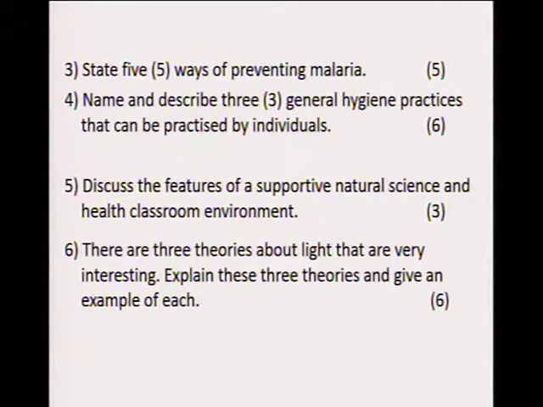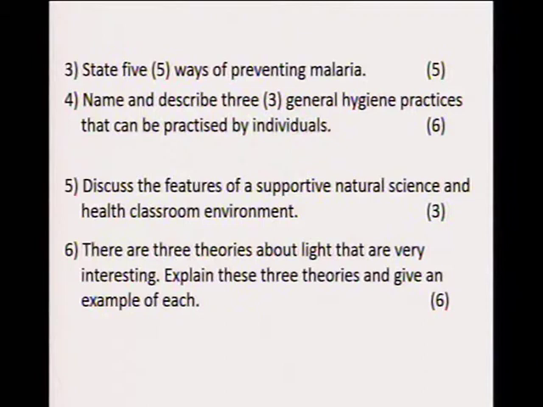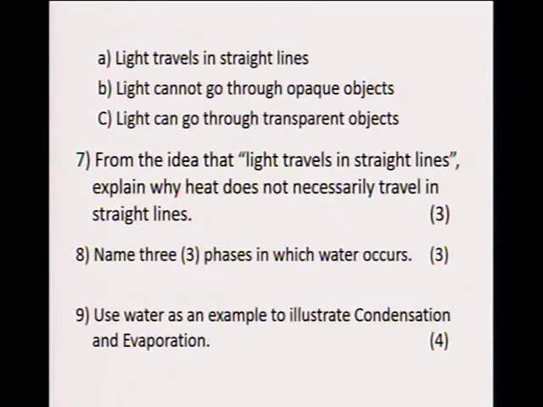And the 6th question is, there are actually 3 theories about light that are very interesting. Your question is just for you to explain those theories and give an example of each. The theories are given on the next page. These theories are like light travels in a straight line. So you need to explain that theory and then give an example.